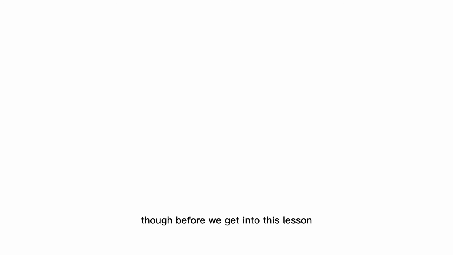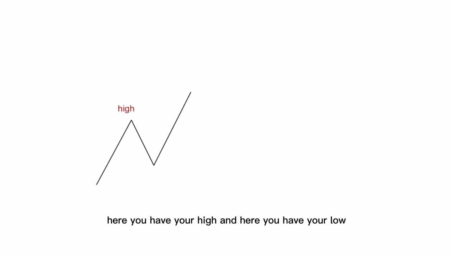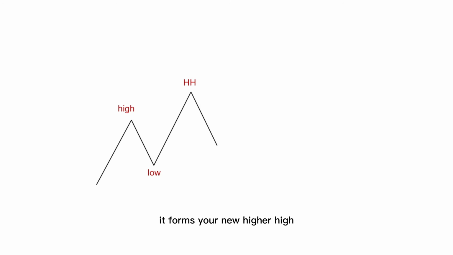So before we get into this lesson, let's have a quick recap on market structure basics. Here you have your high and here you have your low. When price comes back into the range, it forms your new higher high. When price breaks your new higher high, that would confirm your new higher low, and so on, so on.